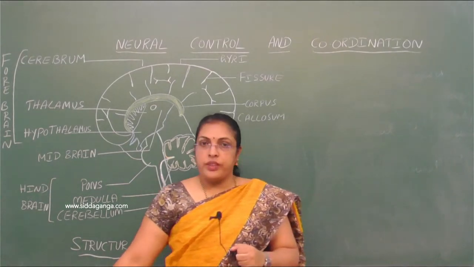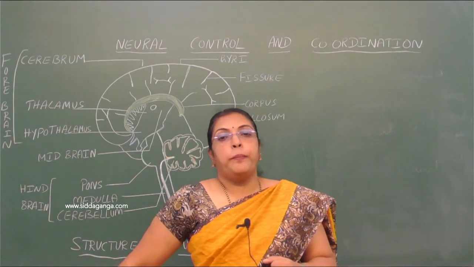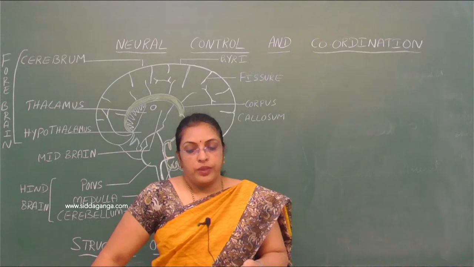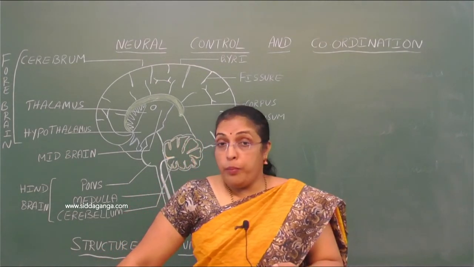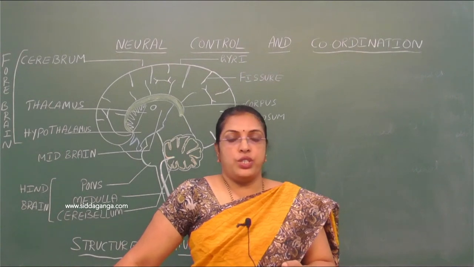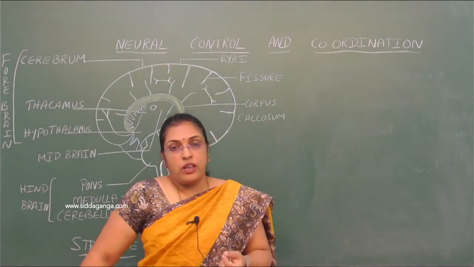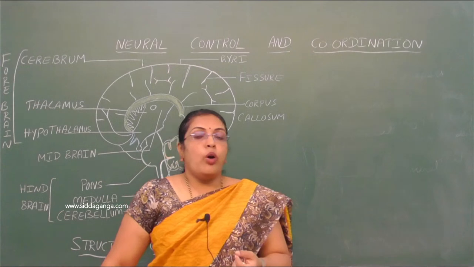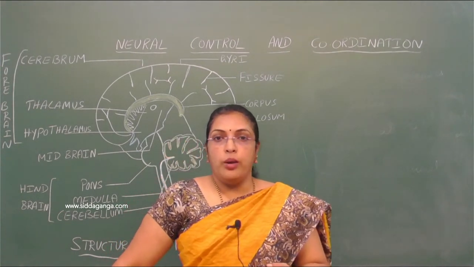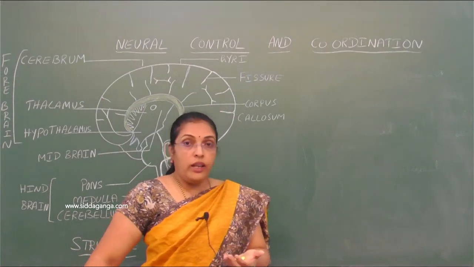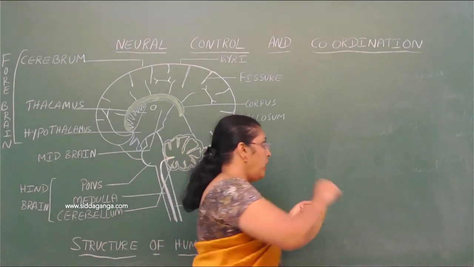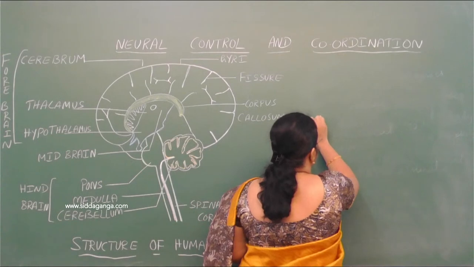Coming to the structure of brain, we know that brain is the very important organ which processes and controls different organs' functions in an organism. This brain is protected, it is present inside the skull.